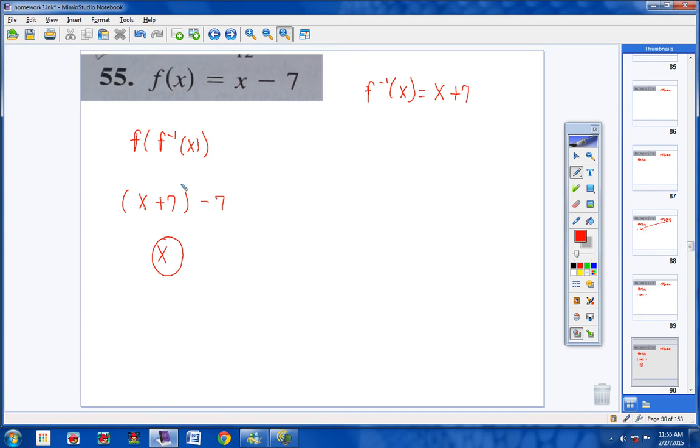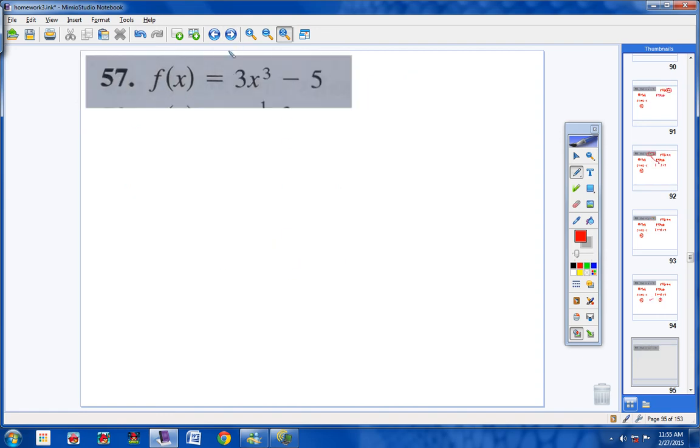Now, let's find the composition going the other way. So f inverse of x, f inverse of f of x. So I take my f inverse function, and where the x is, I put a parentheses. Okay? Then I pick up my f function, and I substitute that into my parentheses. X minus 7 plus 7 is x, so it checks. My two compositions gave me out x and x. Okay. Alright, moving on to numbers 57 and 59.